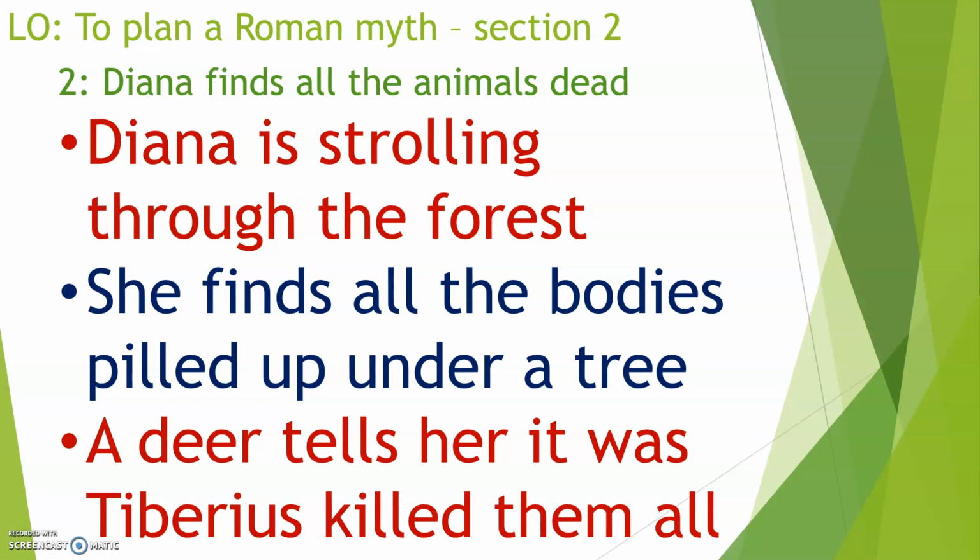I stuck the deer in the end there because I thought, it's a myth. I can have a talking deer if I want to. He's not going to be the main character. The deer's not going to go and avenge all its fallen friends, with a sword in its hand and a big cap on its head. It's just there to tell Diana what's happening. She's the god of wild animals. I'm pretty sure she can talk to them. So you can see that I've just fleshed out a little bit.